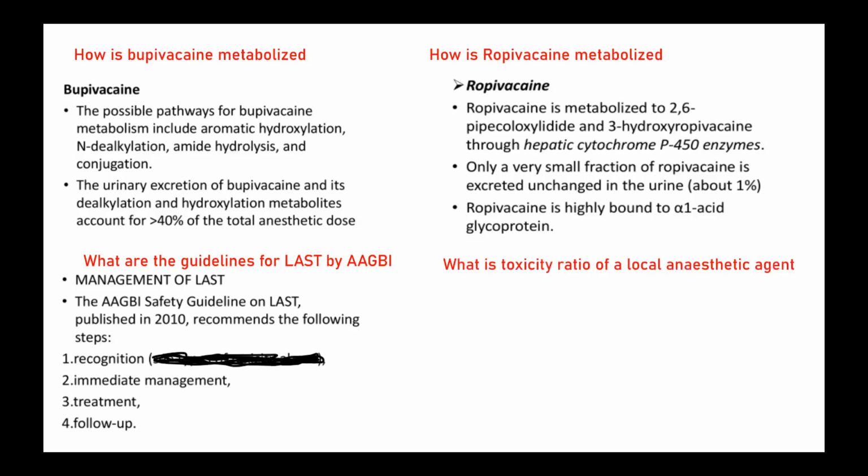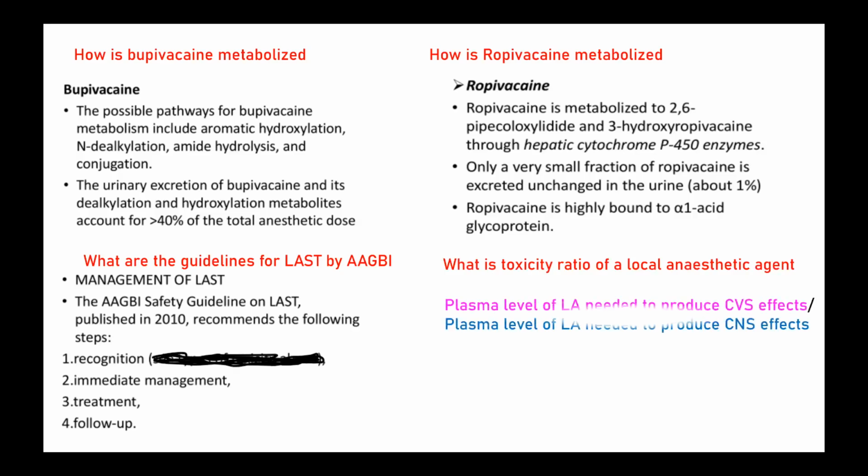And what is the toxicity ratio of local anesthetic agents? The CVS to CNS ratio: bupivacaine 3, lignocaine 7. It is the ratio between the plasma level needed to produce CVS effects divided by the plasma level needed for CNS effect. That is how it is defined. And the value for lignocaine is 7, bupivacaine 3.